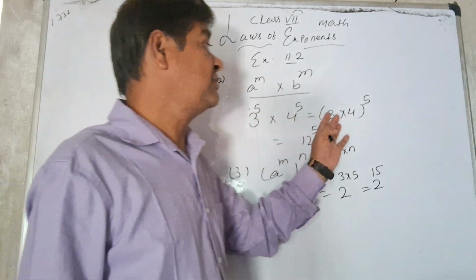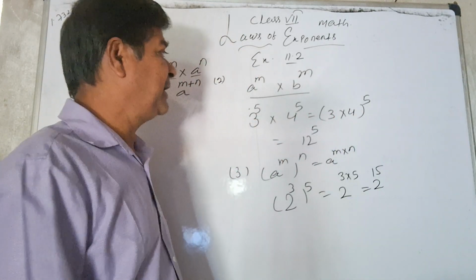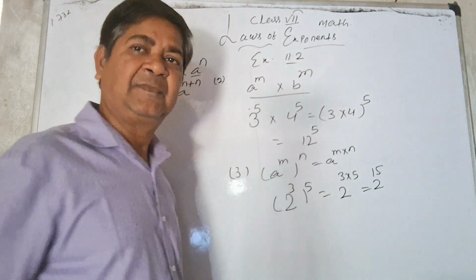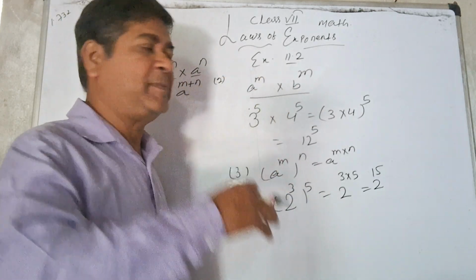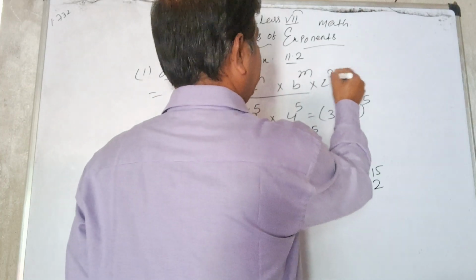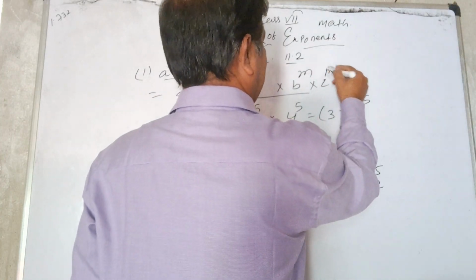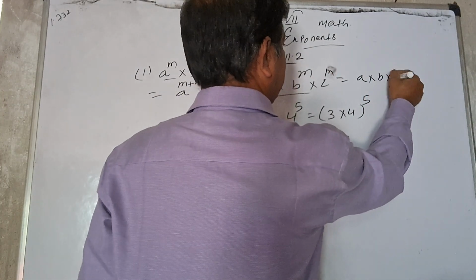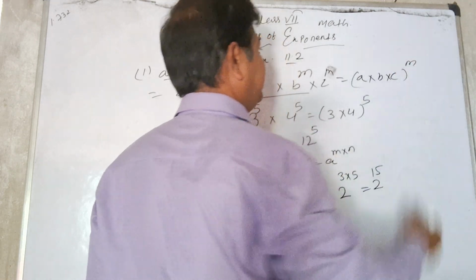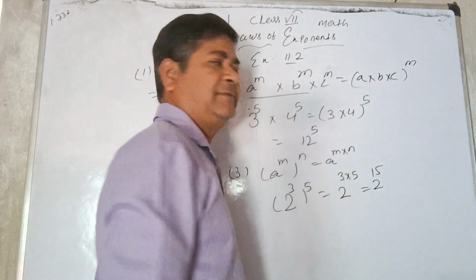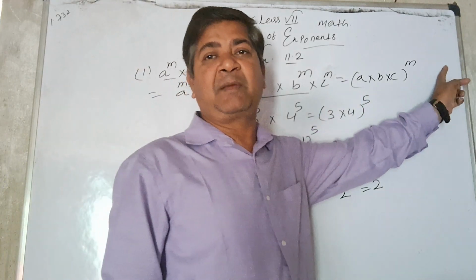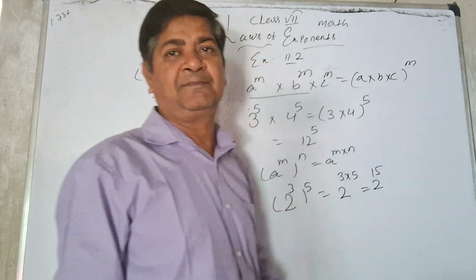We will multiply the bases. However many there are, if the power is the same: a to the power m, b to the power m, c to the power m. The answer will be a into b into c, to the power m. The power remains unchanged, the power stays the same, and the bases are multiplied.